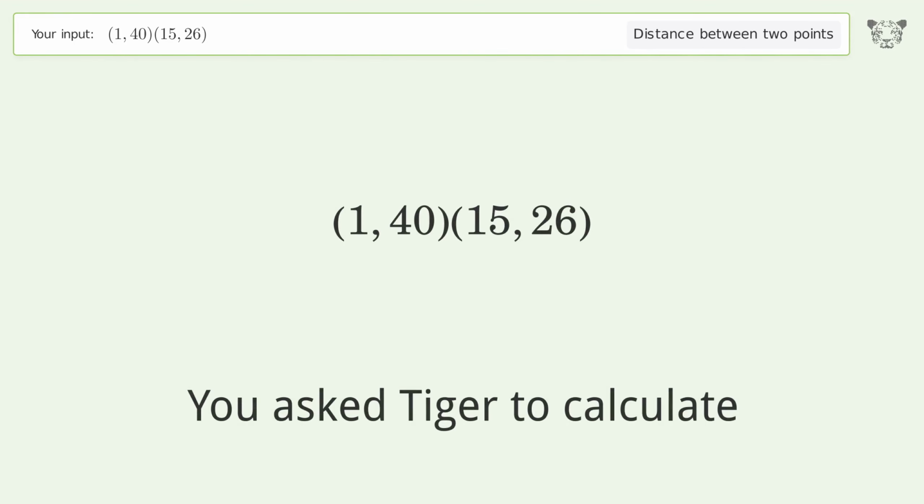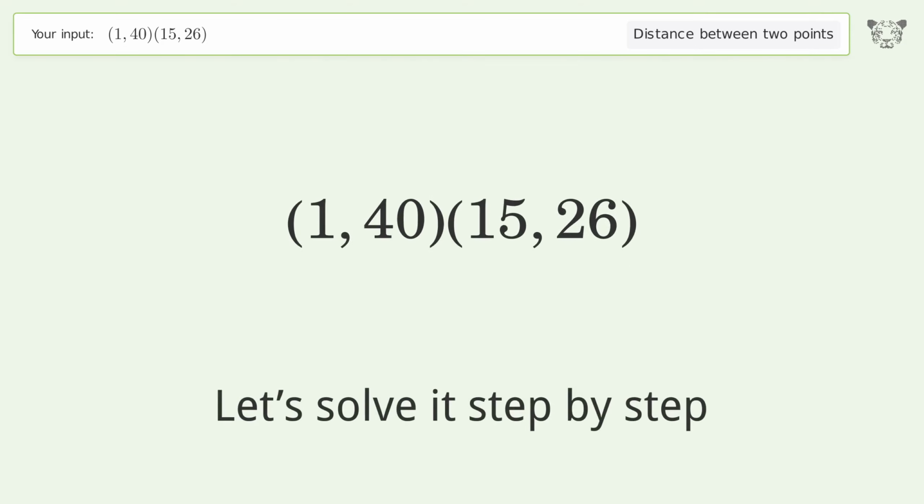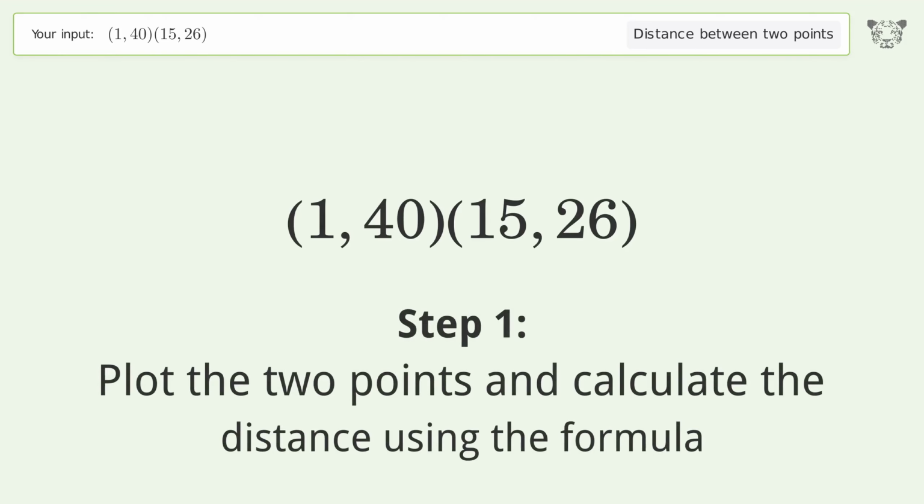You ask Tiger to calculate. This deals with the distance between 2 points. The distance between the 2 points is the square root of 392, or 19.799. Let's solve it step by step. Plot the 2 points and calculate the distance using the formula.